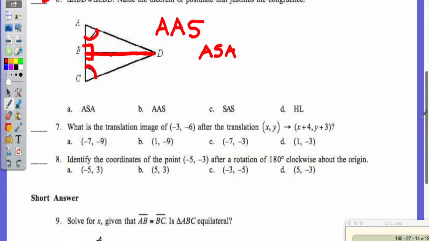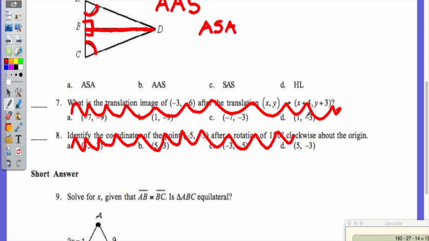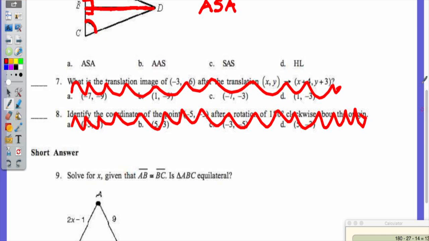Now, a few of these we don't do. Number 7 and number 8, take them off. I'm not doing any translations on this test. We have a whole chapter on translations. I'll go over it later on. There actually are a few easy translation questions on your CFA, but we'll talk about that on Monday. You could, but we're not doing those.